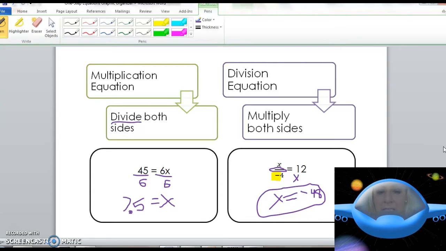Get ready and excited to now conquer multi-step equations. You are ready, and I'm very confident.